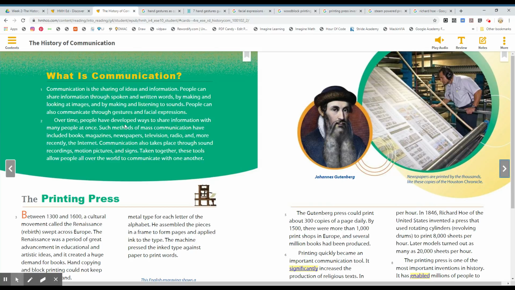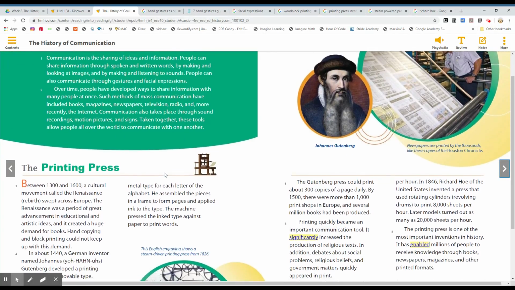Over time, people have developed ways to share information with many people at once. Such methods of mass communication have included books, magazines, newspapers, television, radio, and more recently, the internet. Communication also takes place through sound recordings, motion pictures, and signs. Taken together, these tools allow people all over the world to communicate with one another.